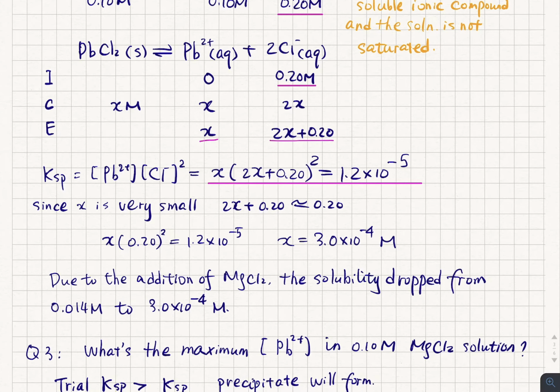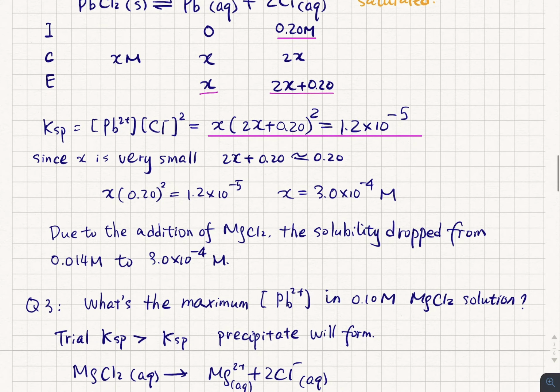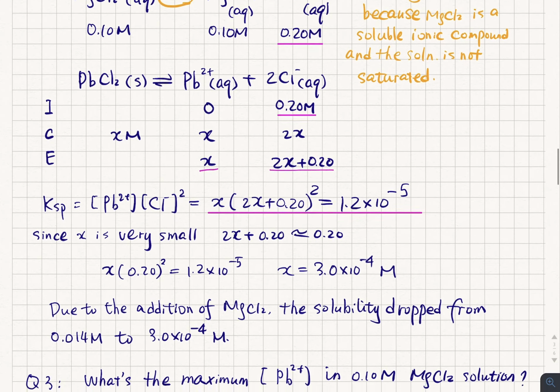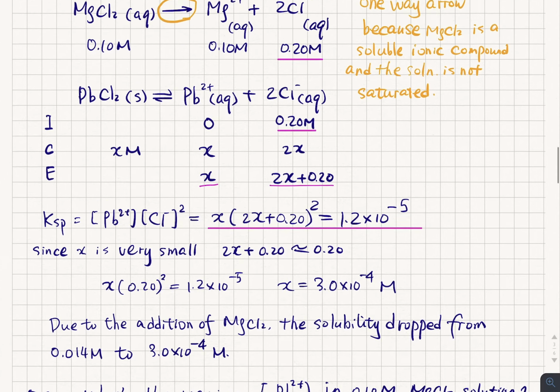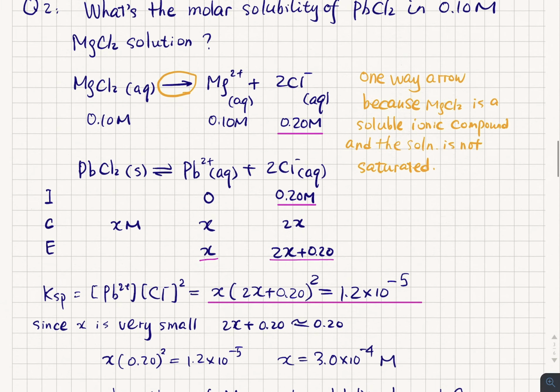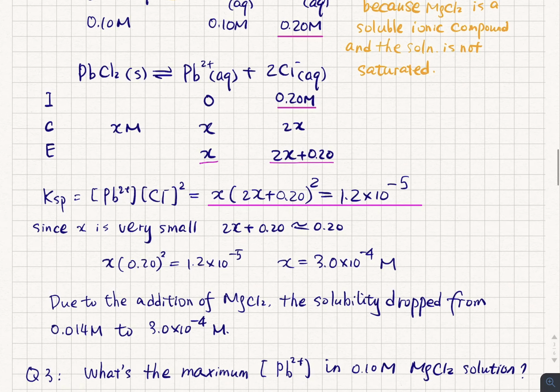So now once our equation has been simplified, we can find out the concentration of the lead chloride, which is the X, to be 3 times 10 to the power of negative 4. From here, you can see due to the addition of the magnesium chloride, the solubility dropped from 0.014 molar, as we calculated earlier, to 3 times 10 to the power of negative 4 molar.